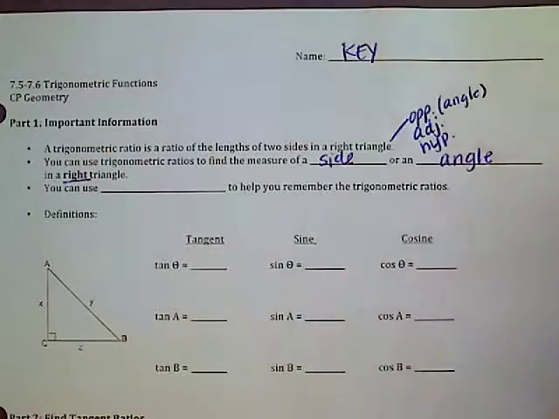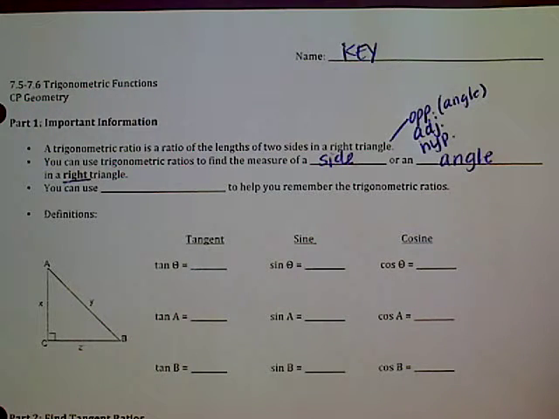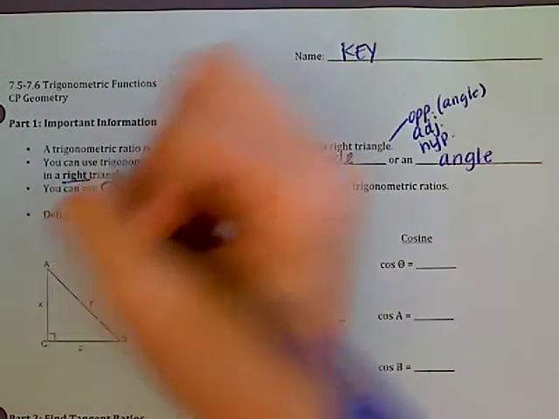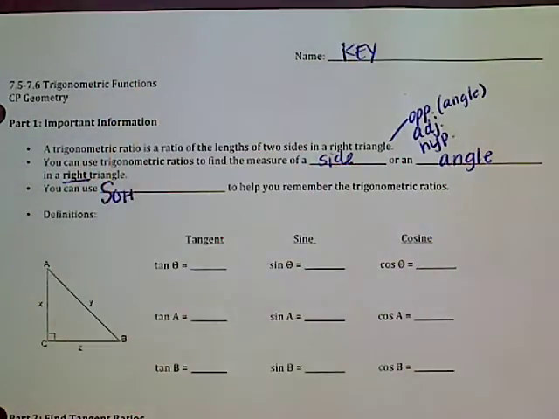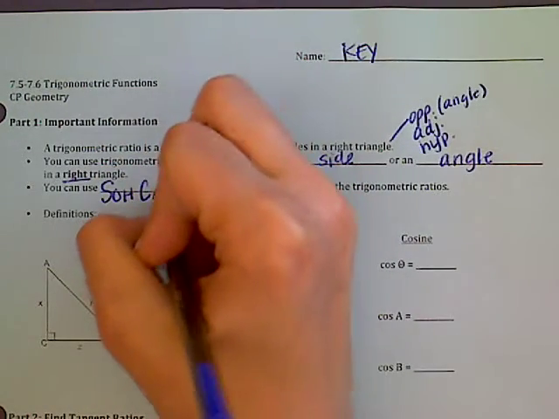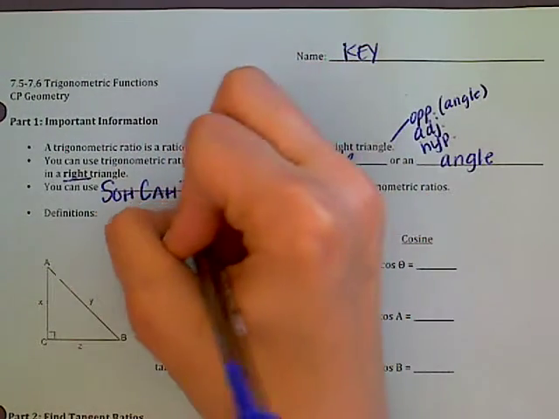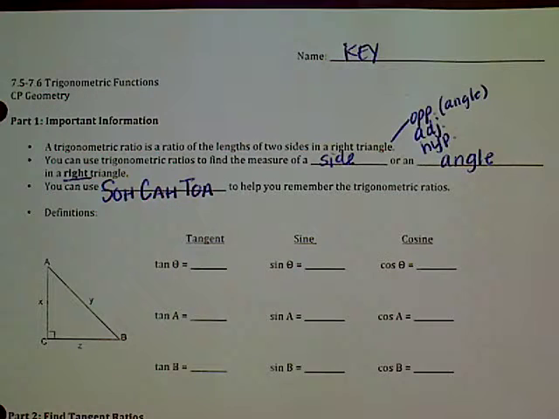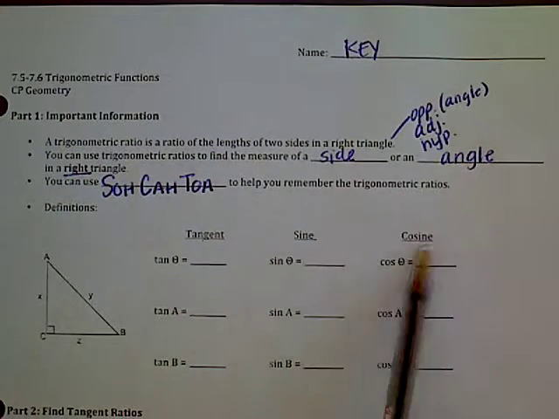Notice it has to be a right triangle for these to work. You can use the phrase SOHCAHTOA to help you remember the trigonometric ratios. So the way you want to write that is a capital S and then an OH. Capital C, AH. Capital T, OA. So if you're someone that's had pre-calc, this should be familiar to you. You might have even heard SOHCAHTOA in Algebra 1 or a little bit in middle school. What it helps you do is remember what the ratios are for each trig function. So our three trig functions are tangent, sine, and cosine.